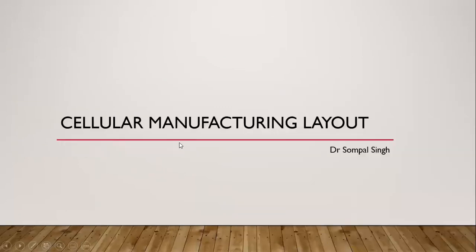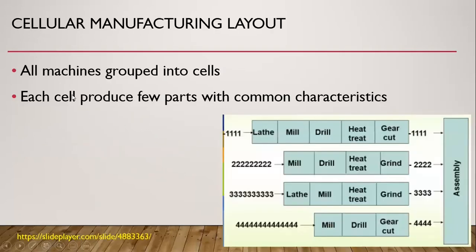Then cellular manufacturing layout. Here all machines are grouped into cells, and each cell produces a few parts with common characteristics. This is an example I have taken from this source. These are the components which are produced in these cellular layouts, and finally, the product is assembled.